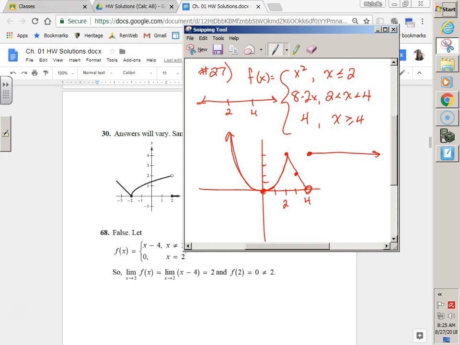So in each of these different cases, first of all, I have the y equals x squared all the way up until 2. Then for this next part, I have the 8 minus 2x as the next piece. And then for the last one, I have the y equals 4. And then once you have that, they're like, sweet, now you have the graph.